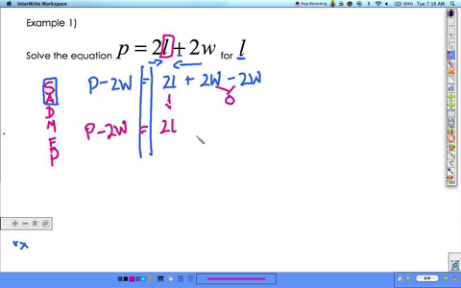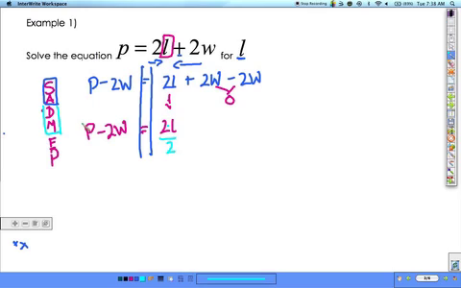All right, now we're actually almost done. We have to look for division or multiplication to get rid of. And of course we have multiplication. We have 2 times L. So the opposite of multiplication is of course division. So using the division property of equalities, we'll divide both sides by 2.